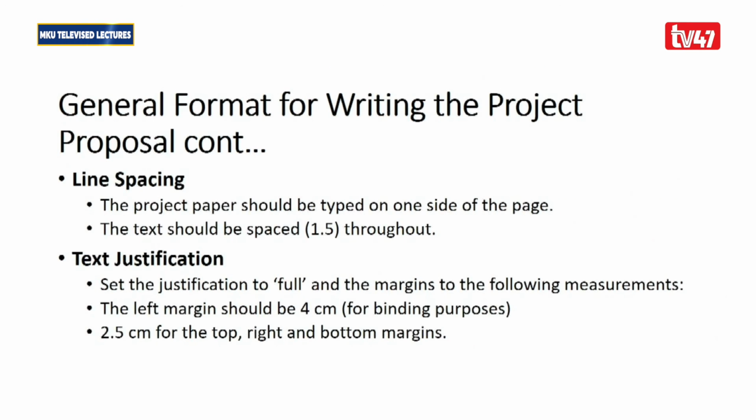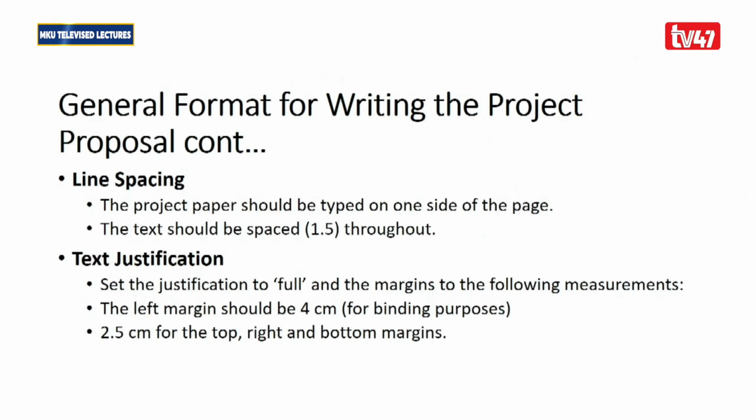And then line spacing. The project paper should be typed on one side of the page. So you cannot type on both sides of the page. When you're going to print, it should be on each page only one side. And then the text should be spaced at 1.5 throughout. So don't put a single spacing. Don't put 1.0 spacing. You put 1.5. Then the text justification, set the justification to full, that is justified, and the margins to the following measurements.